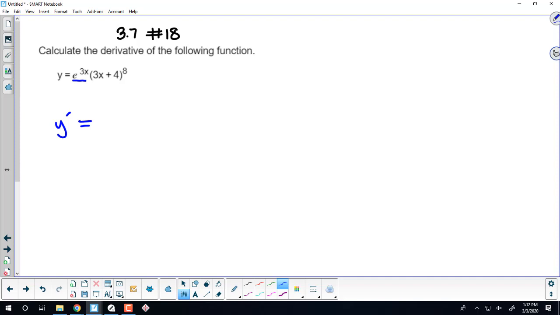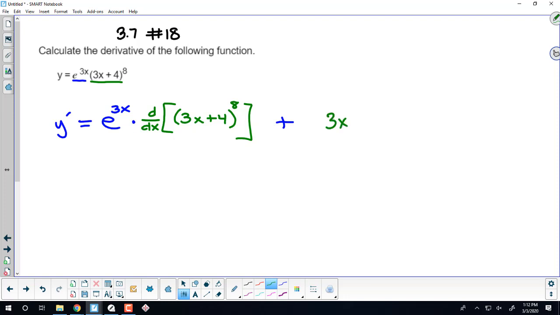This is a product of two functions. So we have the first times the derivative of the second, which is (3x plus 4) raised to the 8th, plus the second times the derivative of the first.